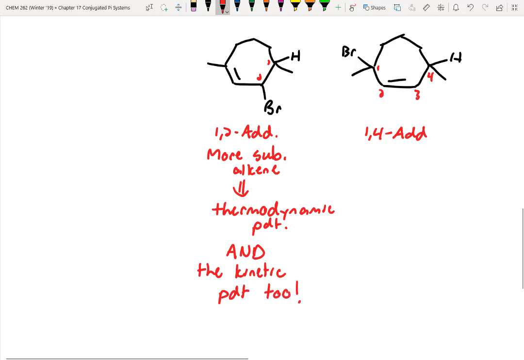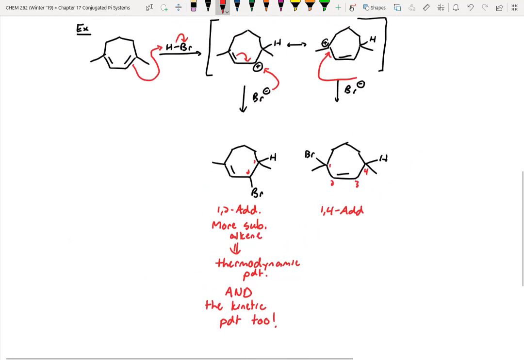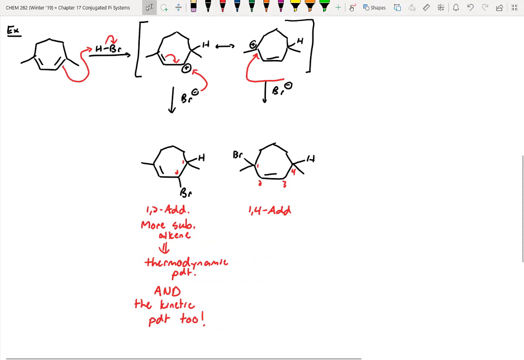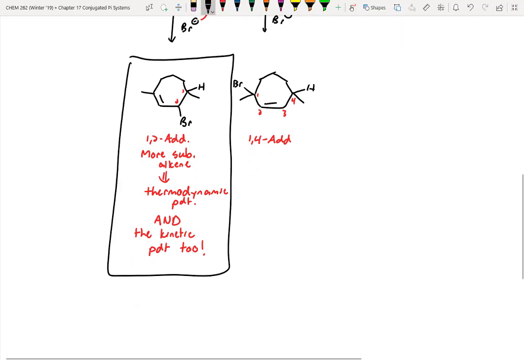All right, then we start to ask ourselves, is there any possible way to favor the 1,4 addition product in this example? Can we change the temperature? No, because if we cool it down, we're going to favor our kinetic product, which is the exact same product. If we heat it up, we're going to favor our thermodynamic product, which is the exact same product. So in this specific situation, this is absolutely going to be our product. This one on the left is very unlikely to form.